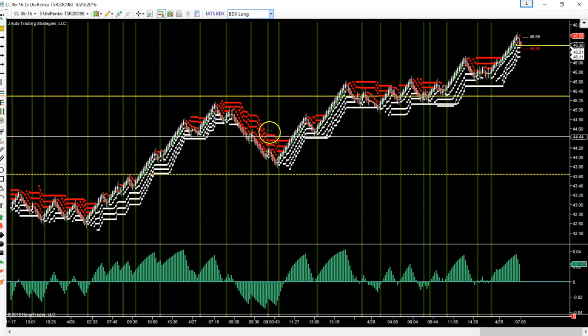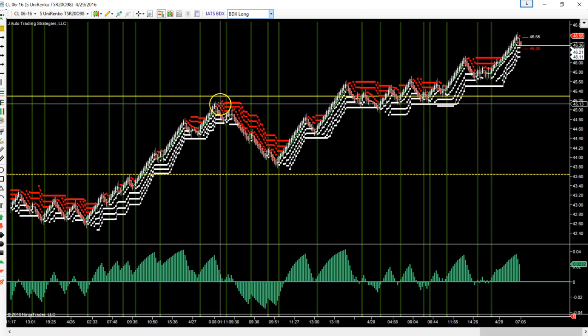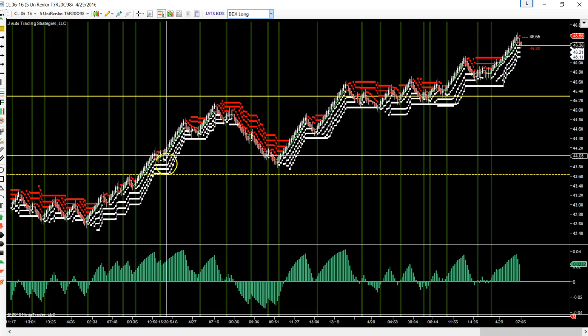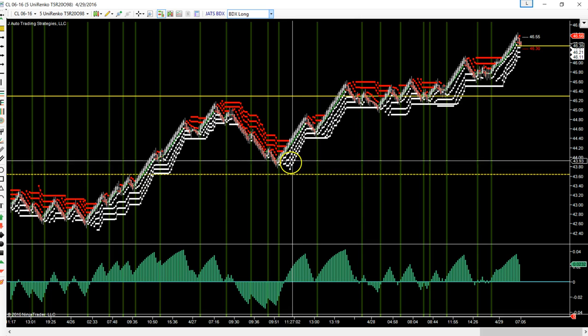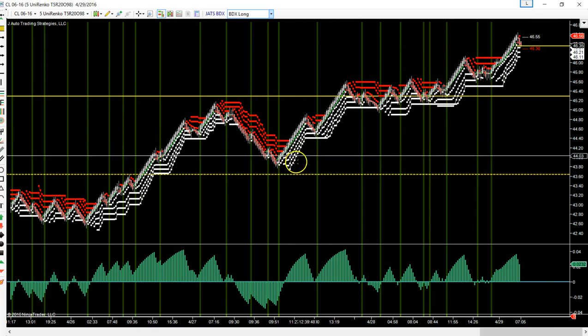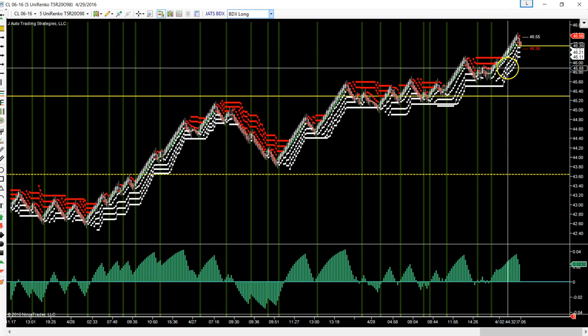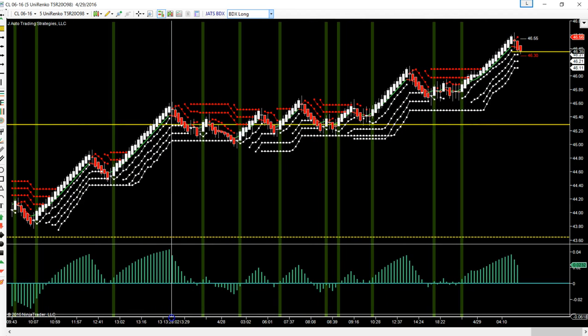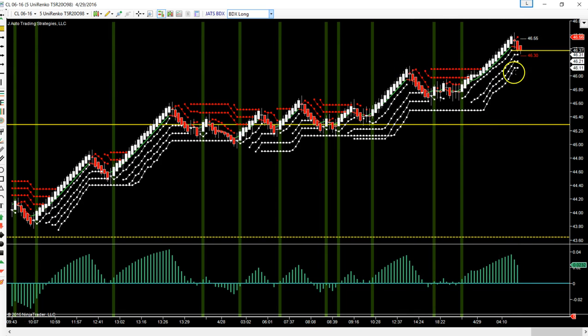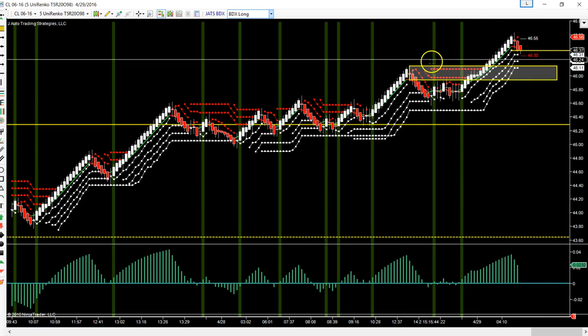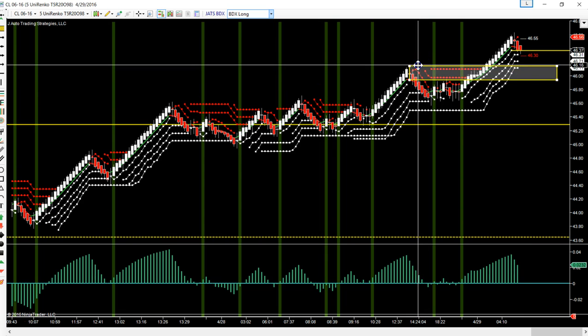Great, great moves. And we filled this gap area in very nicely. We tested the upper boundary, came back to test the lower boundary, and then we have taken off since then. So I would expect coming into today's session that we're going to come back and check our area here. Price always comes back to check the previous level.